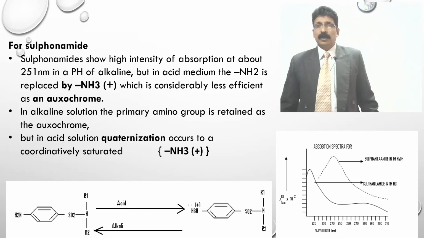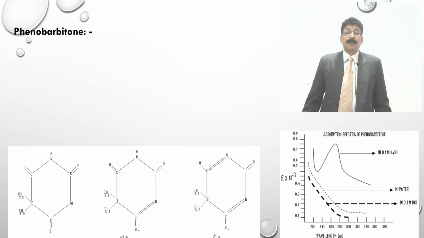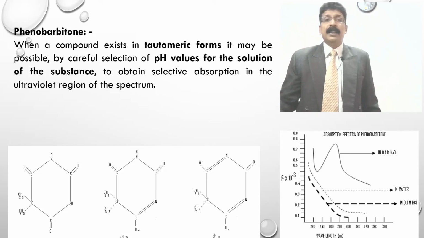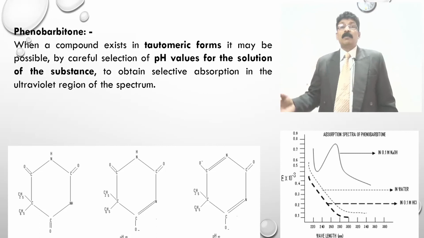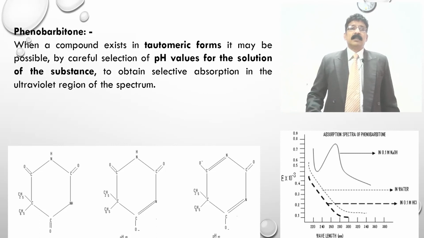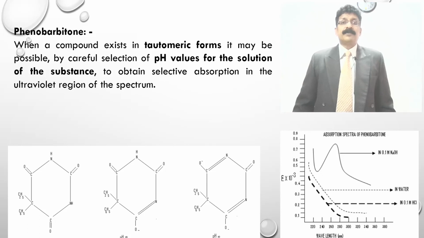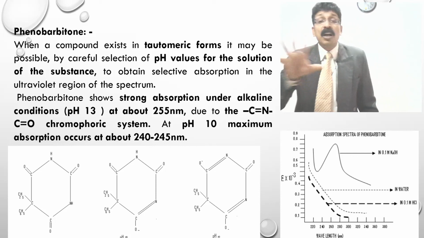And another example I have taken for you is phenobarbitone. When a compound exhibits a tautomeric form, an ionic form, because you know phenobarbitone has three double-bonded O, and when the pH changes, what happens? The pH of the solution plays a major role in obtaining selective absorption of UV light in the spectrum. Phenobarbitone shows strong absorption in alkaline pH. Why? Strong absorption under alkaline pH.